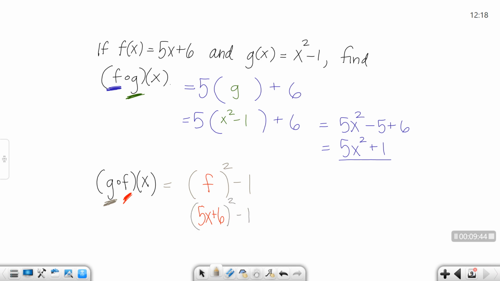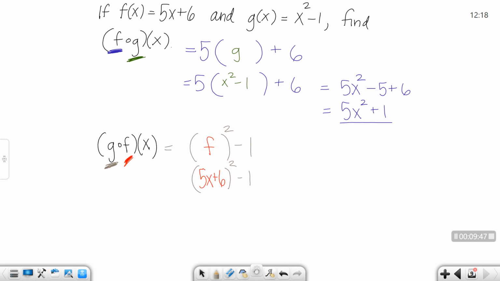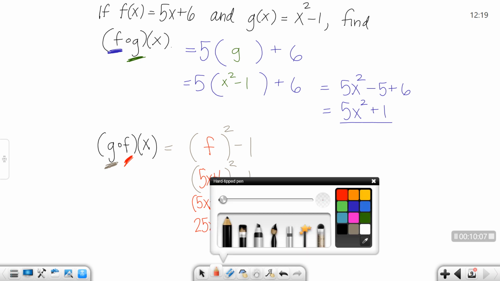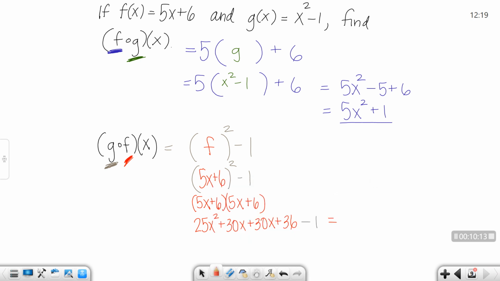Now when we work this one out, we have to do a little bit of algebra to it. That means we want to write it twice and FOIL it. So we get 25x squared plus 30x plus 30x plus 36, minus that 1. So that gives us 25x squared plus 60x plus 35, and that's our answer for that one. That's how the composition would work.